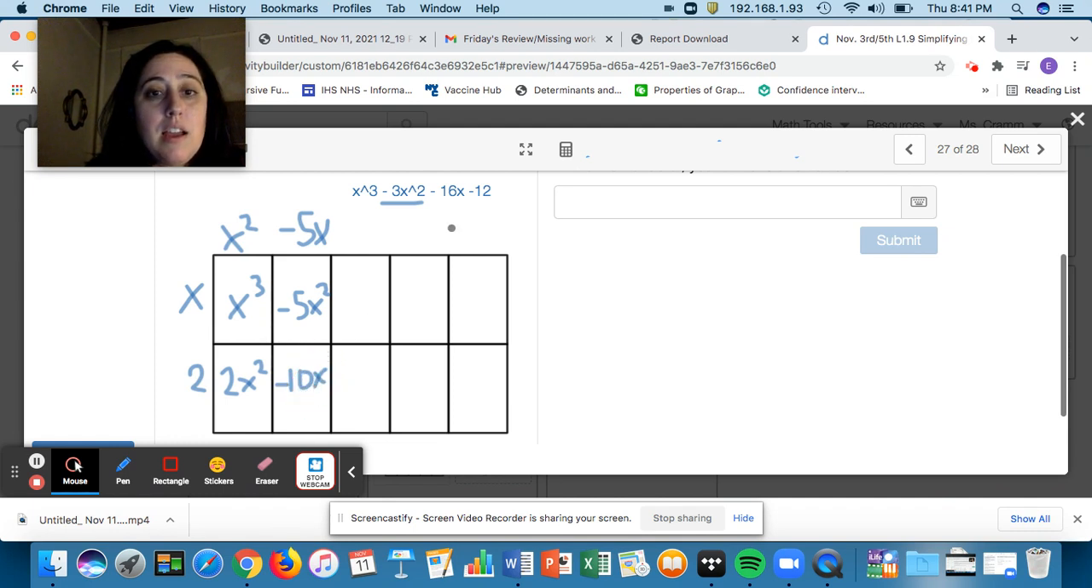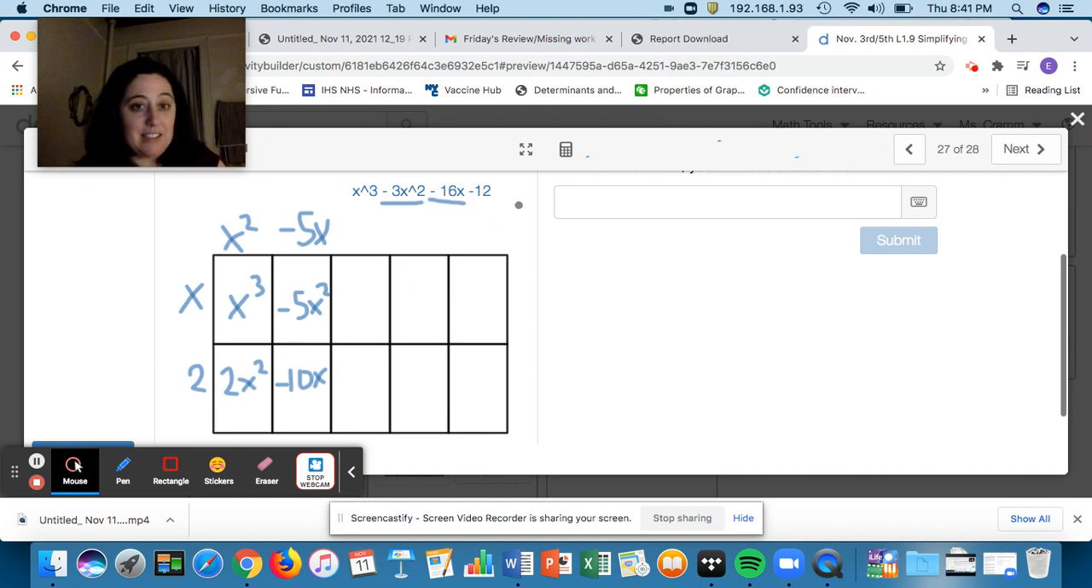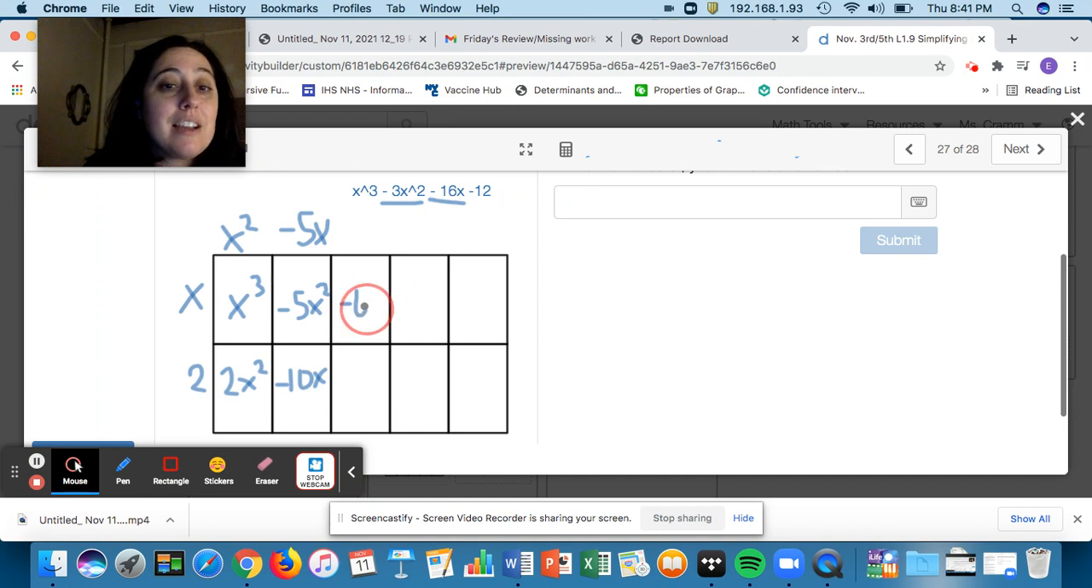And now I know I need negative 16 x's. So I have negative 10, I need to subtract another 6. And again, use your calculator. Negative 10 minus 6 gives me this negative 16. And it has to be an x term. So x times negative 6 gives me negative 6x, and negative 6 times 2 gives me negative 12.